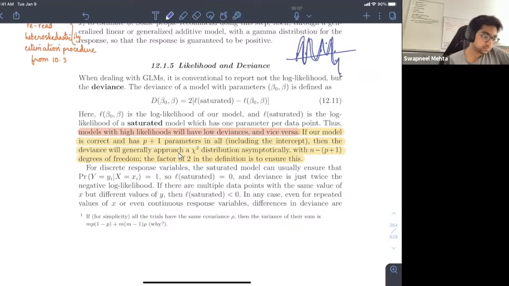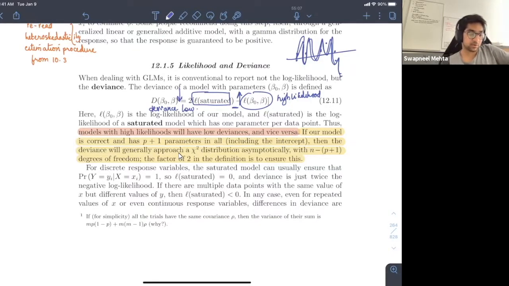And so if your model has high likelihood, then this subtraction will result in a low deviance, because this is a fixed value for a particular class of models. So the minute this starts increasing, this will start decreasing. The reason I say it went over my head is that I don't understand where to use this in practice. Maybe I haven't done this level of statistical analysis of my models, or maybe I just haven't studied degrees of freedom enough.